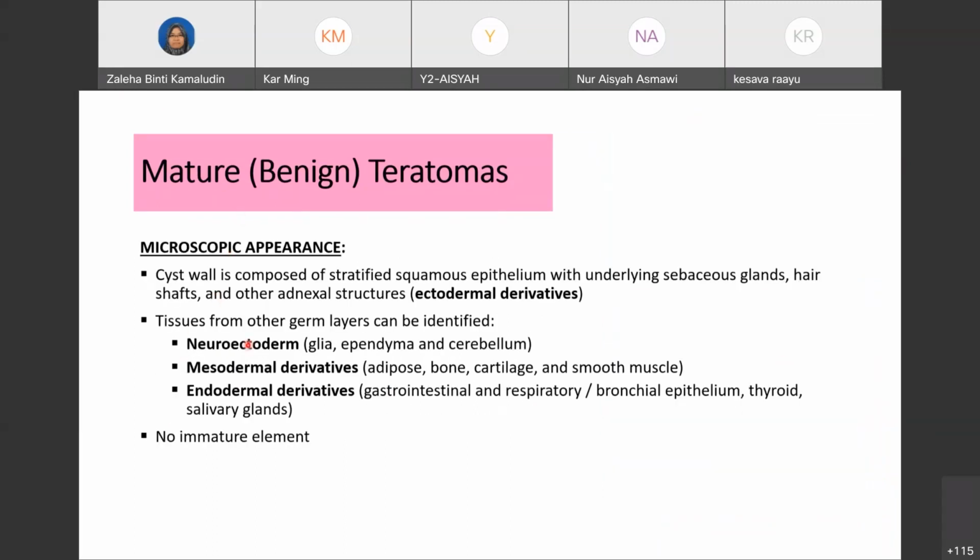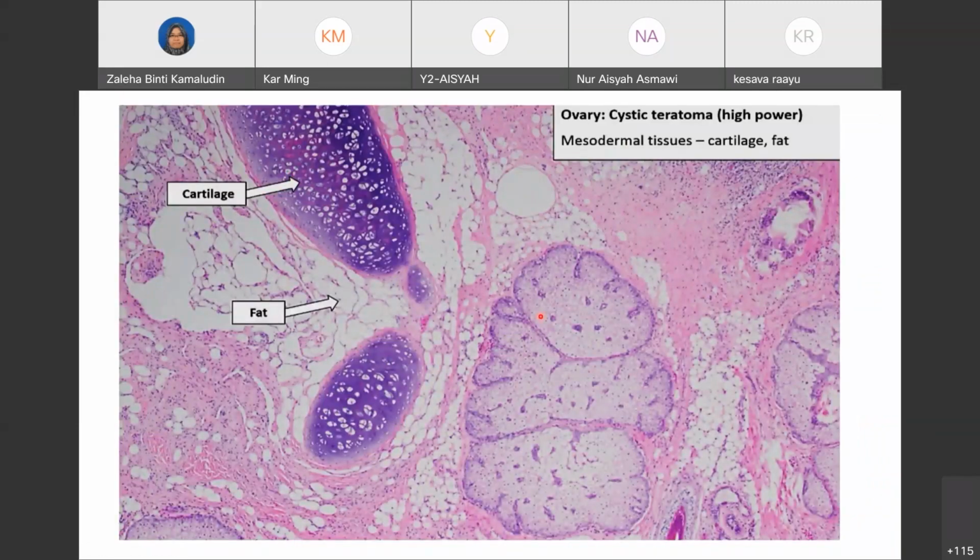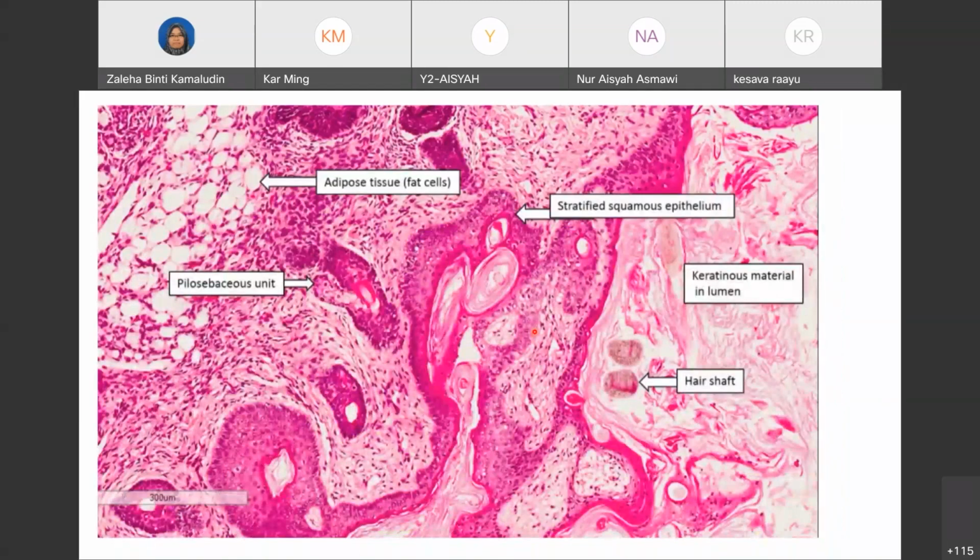Microscopically, it depends on the origin. For example, this cystic teratoma has 2 components of the germ cell. One is the mesodermal component, which is the cartilage and the fatty tissue, and the ectodermal component, which has the sebaceous material and sebaceous gland. So it already has 2 out of 3 germ cell components, so we can call this one a mature cystic teratoma. And this example of the mature cystic teratoma is composed of the mesodermal component, the adipose tissue, and the neuroectodermal tissue, the squamous. And this is the hair shaft.